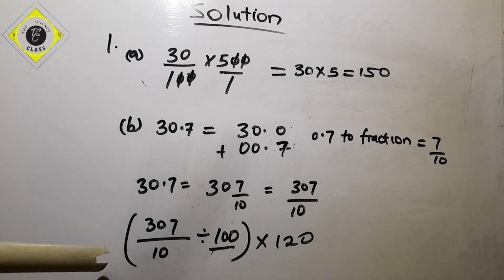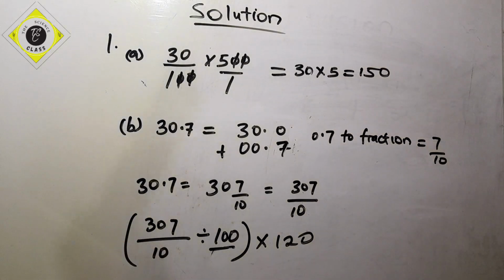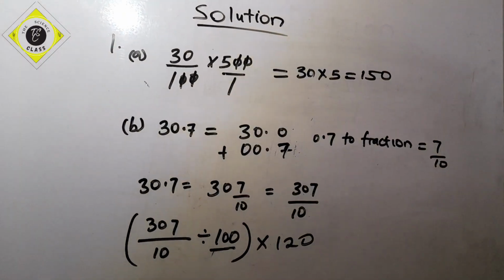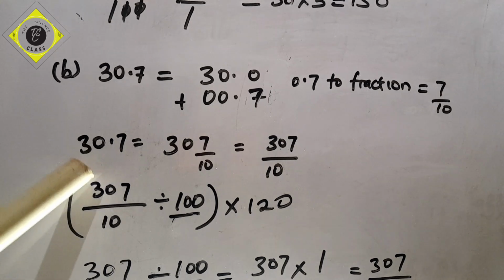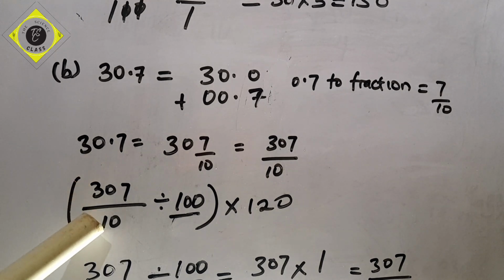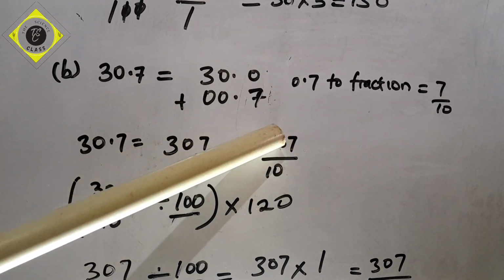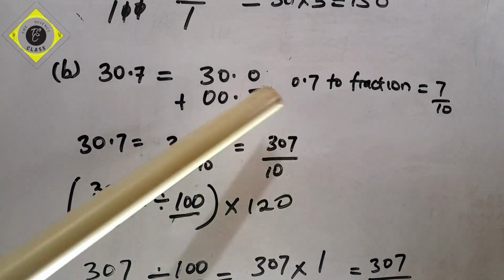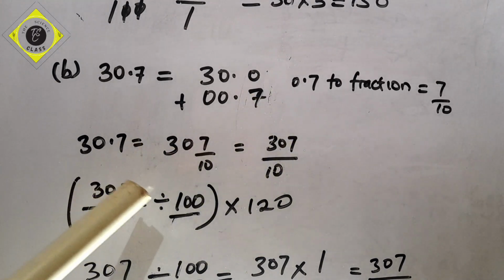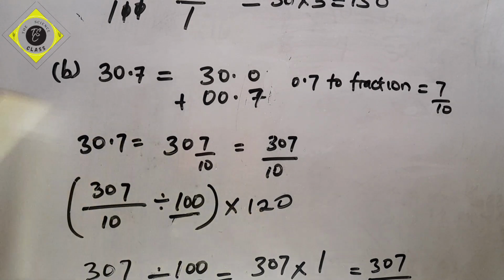Now we can divide. So I told you, wherever you have a number in percentage, that number is divided by 100. That's why we have 307 over 10, divided by 100. This 307 over 10 is what we got. Then divided by 100 is this. Then times 120. All right? Okay.